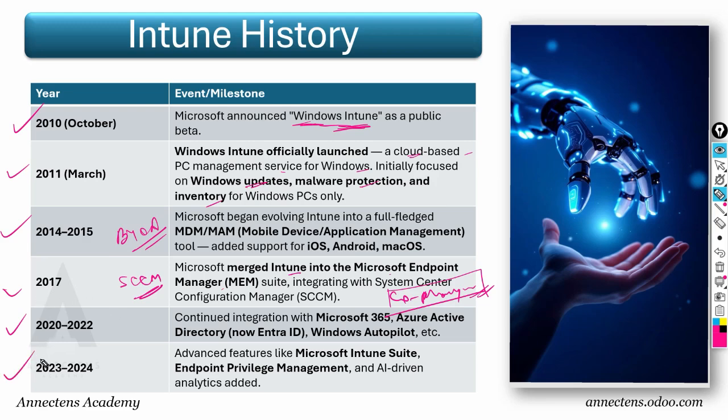And in 23 and 24, they integrated AI-driven analytics, with more of the Intune Suite and endpoint management. So all these analytics help you manage your entire device estate. You can see what is happening through AI-driven insights. So it has now become more robust and more useful.